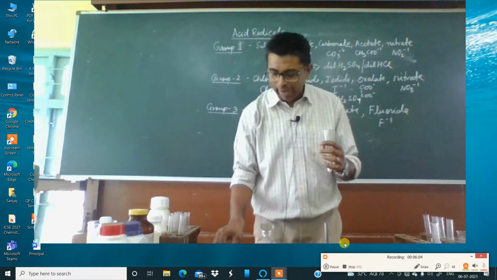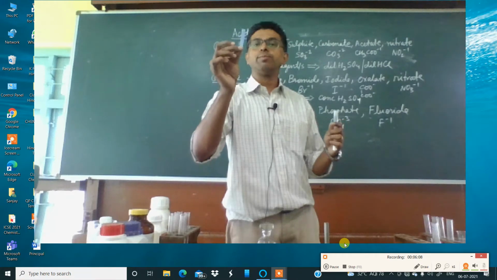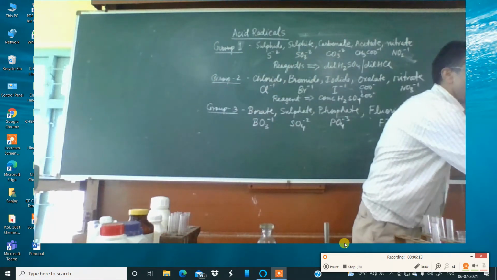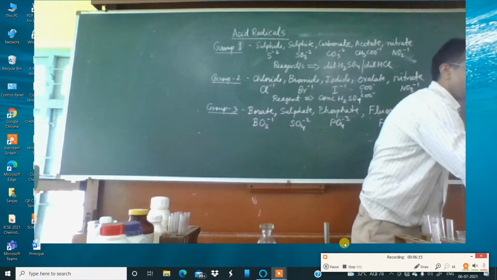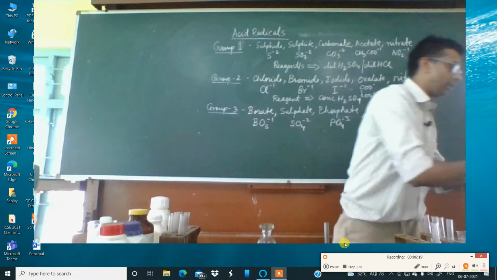But before that, I will keep a litmus paper ready, a litmus paper which is blue in color. I will make this litmus paper moist by adding some water so that the reaction happens properly.